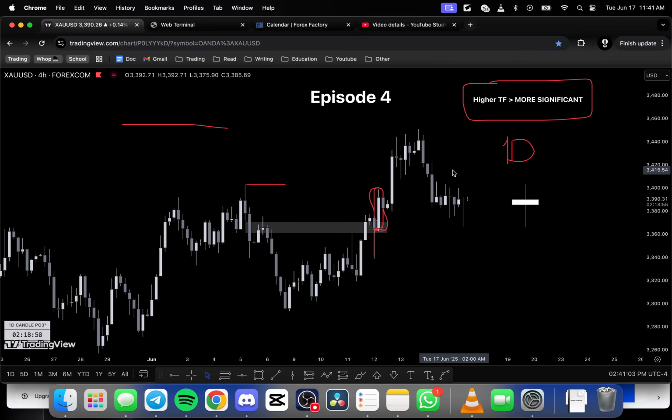That's manipulation. But how do you determine what timeframe to use? And this comes down to this concept right here that I marked out. It's going to be fair value gaps.